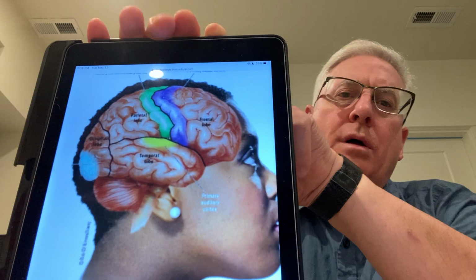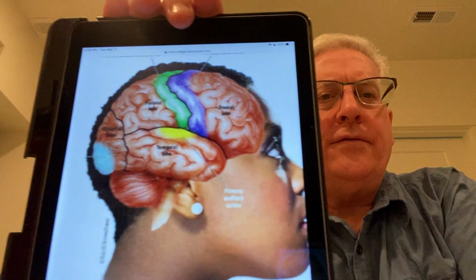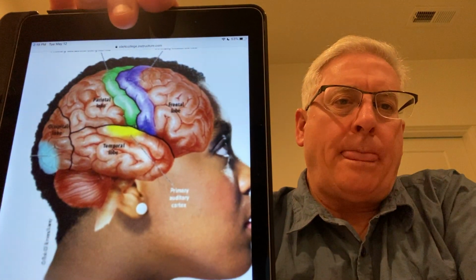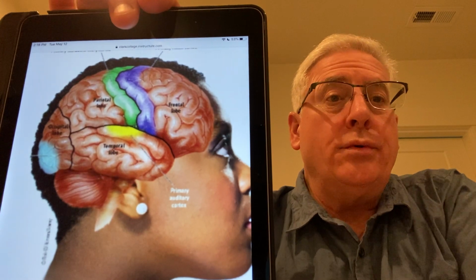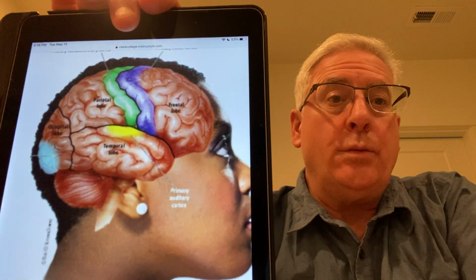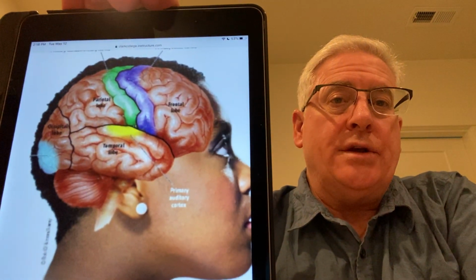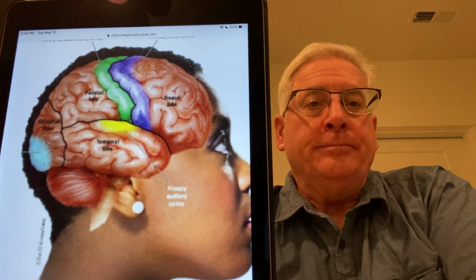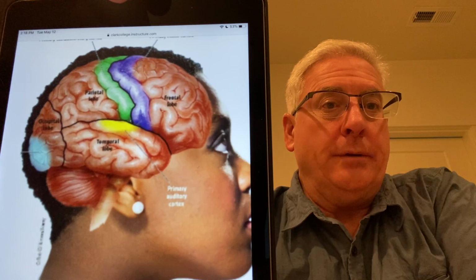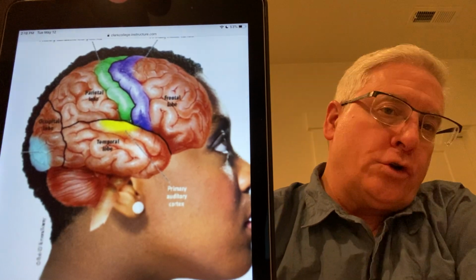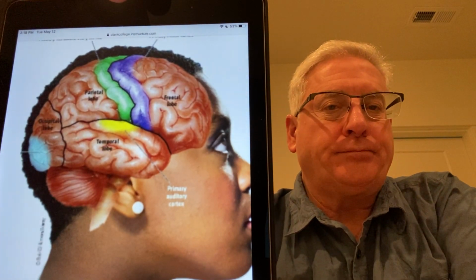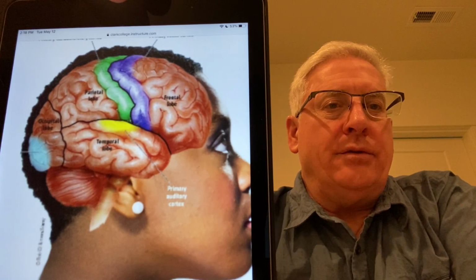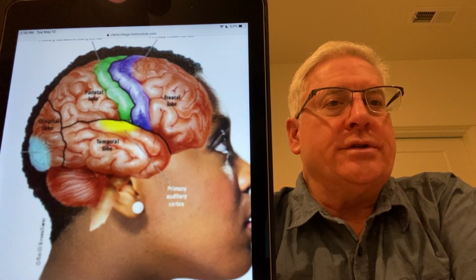The temporal lobe also has a significant function in memory. All of our memory must go through the temporal lobe before it's stored anywhere else in the brain. And so if the temporal lobe isn't functioning correctly with short-term memory, then you won't have much long-term memory, I should say. So those are the major functions of the temporal lobe.